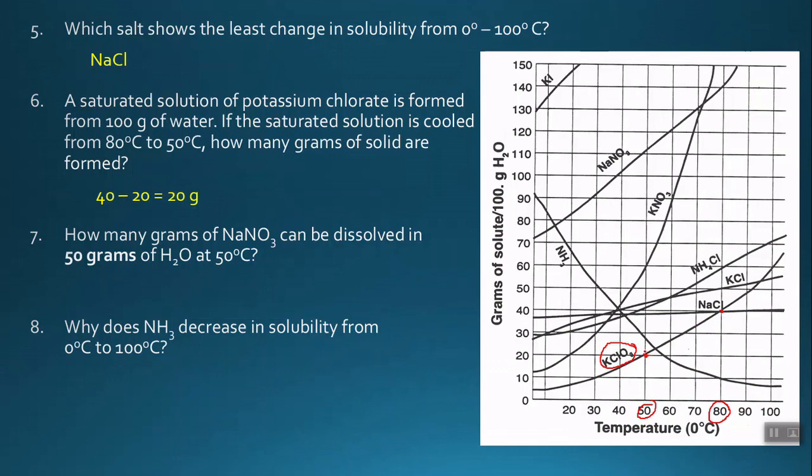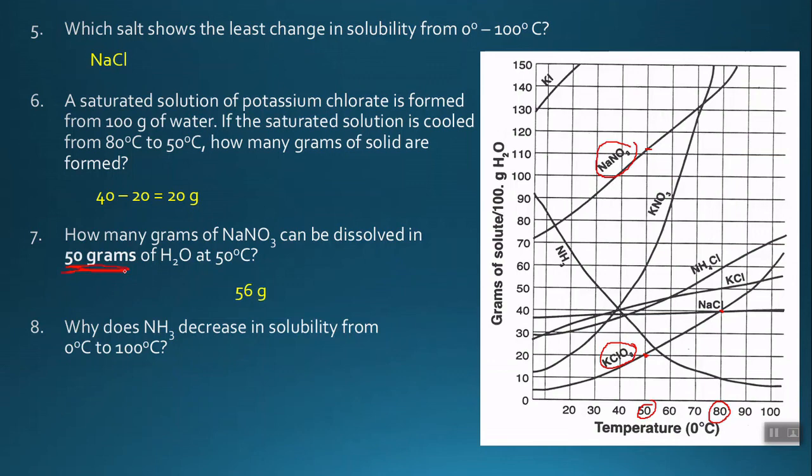Number 7, how many grams of sodium nitrate can be dissolved in 50 grams of water at 50 degrees? Here is sodium nitrate, 50 degrees, right around here. So that's about 112, yeah? Except now, what did I do to the water? I only gave you half the water, right? So then what are you going to do with this problem? 112 divided by 2, and we get 56 grams.